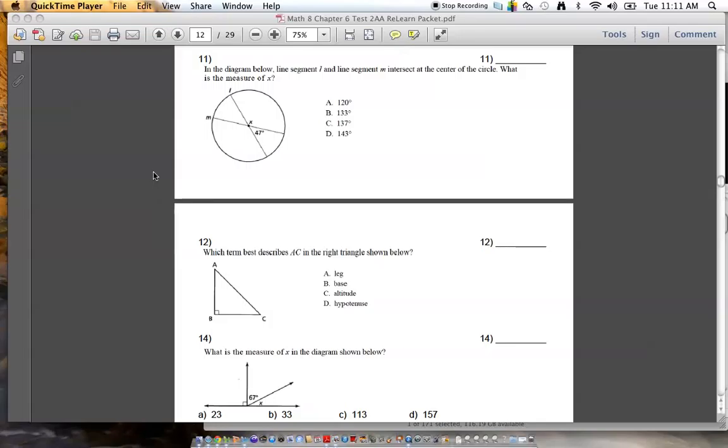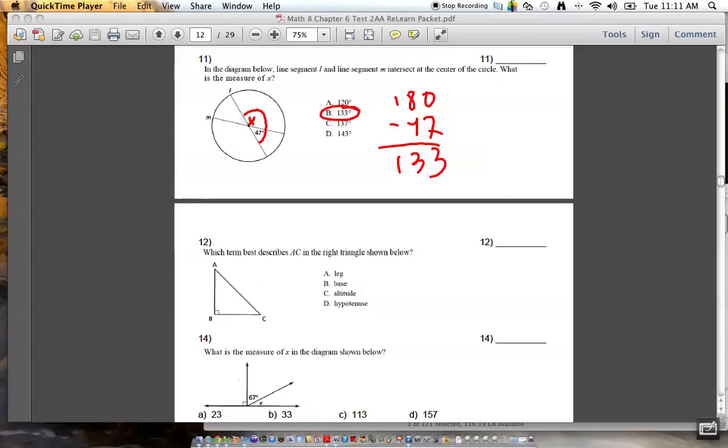Next section, ready? In the diagram below, line segment L and line segment M intersect at the middle of the circle. What's the measure of angle X, which is the one over here? Look, what can you say about those two angles? They're very nice, fine looking angles, yes. What else can you say about those angles? They add up to 180. Very good, Anthony, nicely done. So I do 180 minus 47, and I come up with 133 degrees.